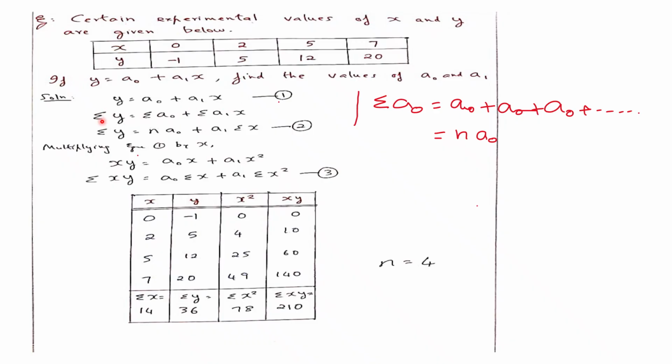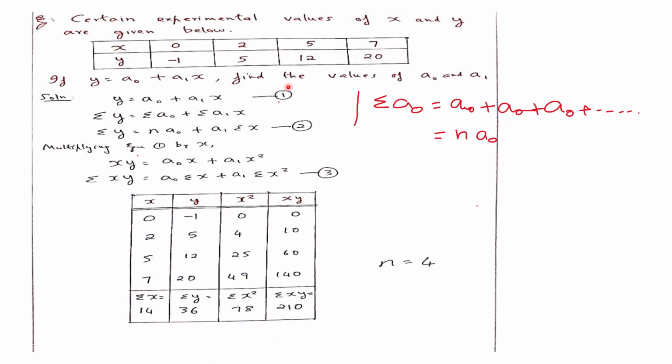Now let us take the summation of equation 1, that is, sigma y is equal to sigma a0 plus sigma a1 into x. So I have just added the summation symbol in this equation. Next, see what sigma a0 is. Sigma a0 is a0 plus a0 plus a0 plus a0 and so on, so you get n times a0. So sigma a0 means n times a0 plus a1 into sigma x, since the summation is applicable to x here. This forms equation 2.